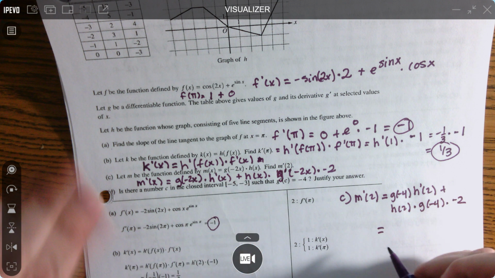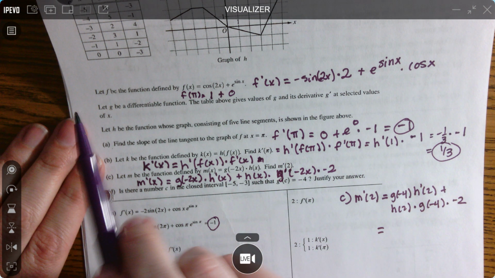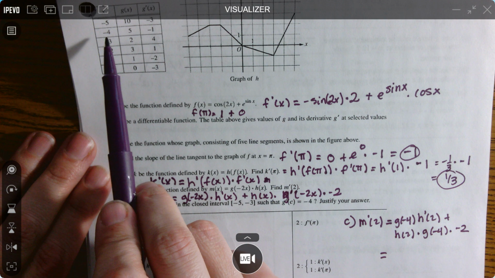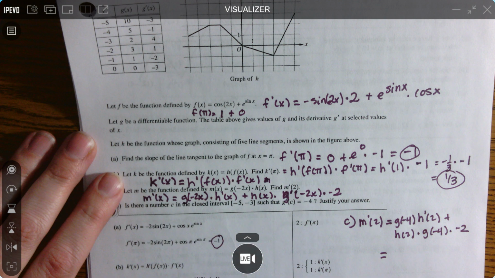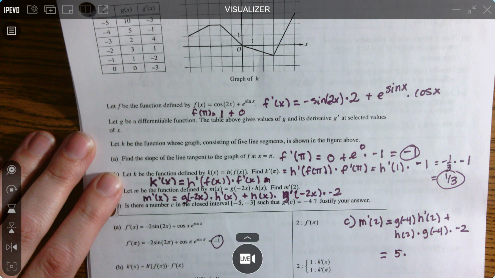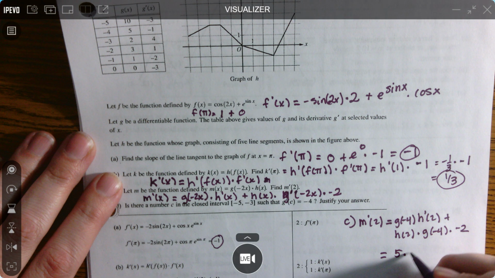Okay, so let's see if we can find those pieces. Up here, it's kind of hiding, I know. g of -4 is 5. h prime of 2. So we're back over here, but we need the derivative, so that's that -1/3.